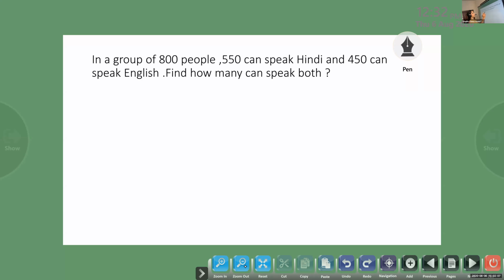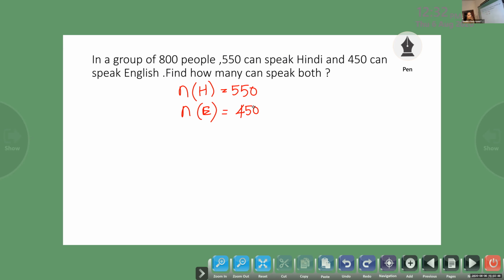Suppose I denote the number of people who speak Hindi as H. It is 550, so n of H is 550. And English, I'm denoting as E. n of E is 450. Let H denote the number of people speaking Hindi and E denote the number of people who speak English. What is the next one given here? There are a total of 800 people.